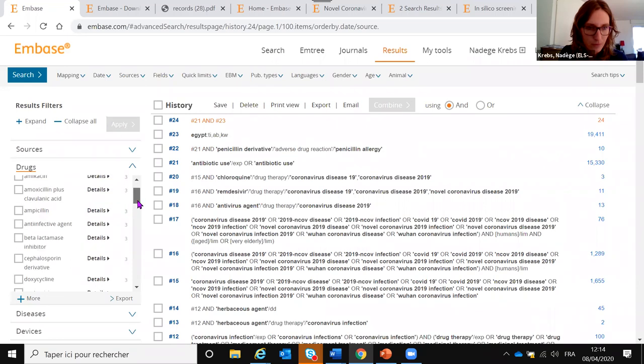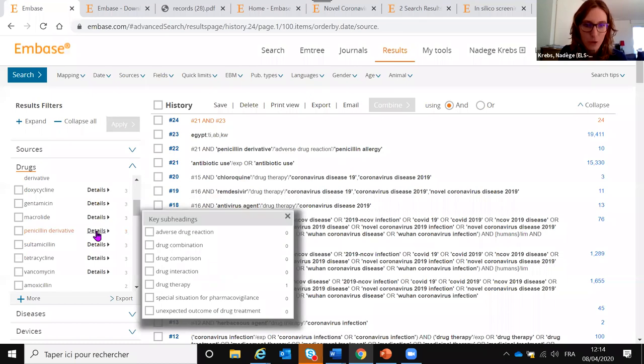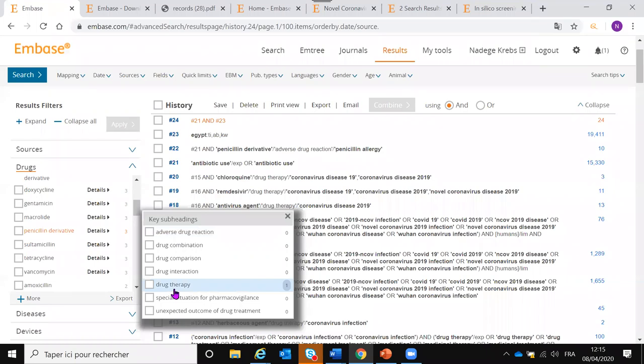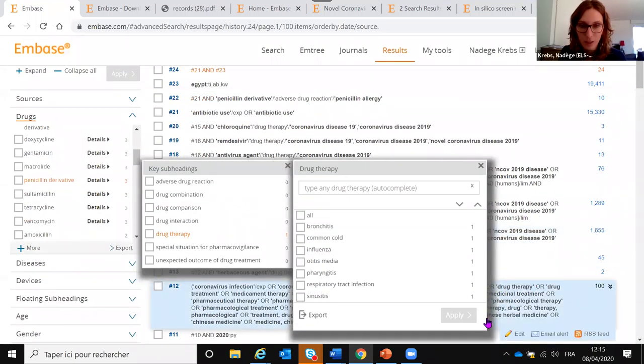Penicillin derivative, yes, it is. And if I look in details, are there adverse drug reactions? No, there was not the allergy. In this batch of papers in Egypt, there was no mention of adverse drug reactions of penicillin derivative. But yes, only drug therapy. It was used as a drug therapy for many diseases.